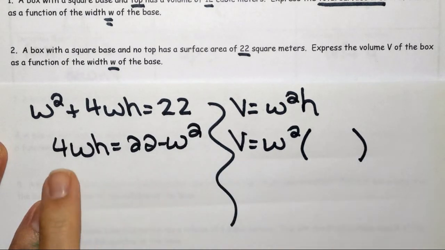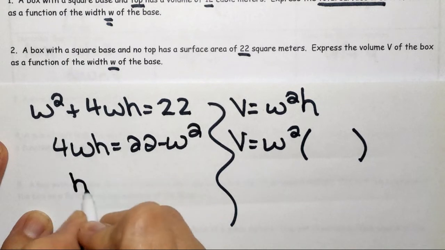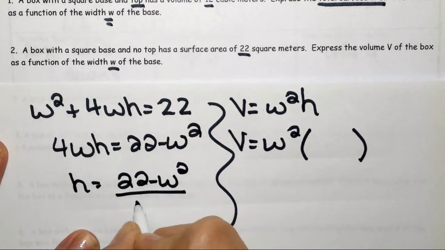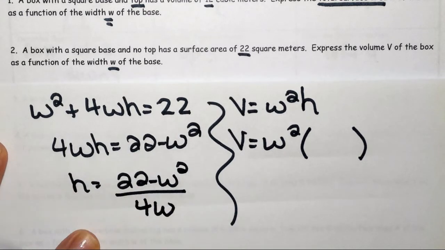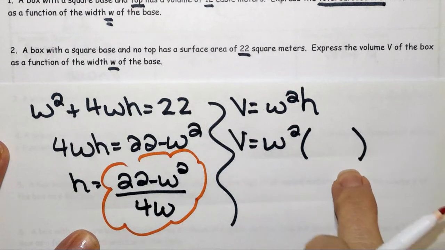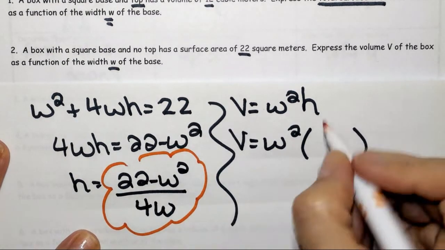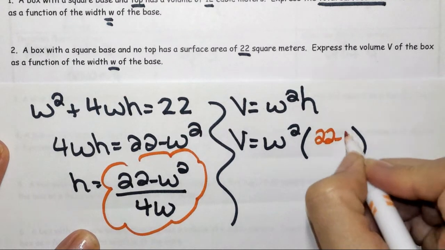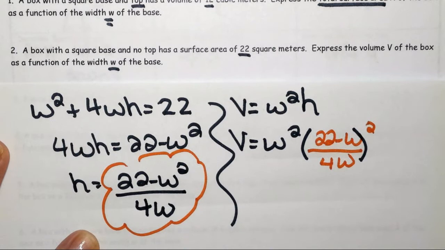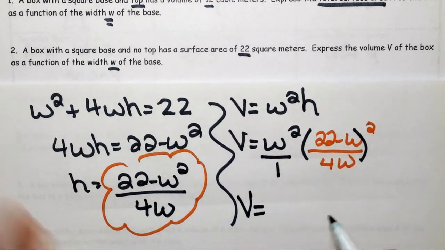Okay. Now that says 4 times W times H. So now I'm going to divide to undo. And I'm going to take this right here, and I'm going to plug it in right there. So in this parenthesis right there, I'm going to put 22 minus W squared over 4W. All right, now again, put this over 1. Let's simplify at the end.